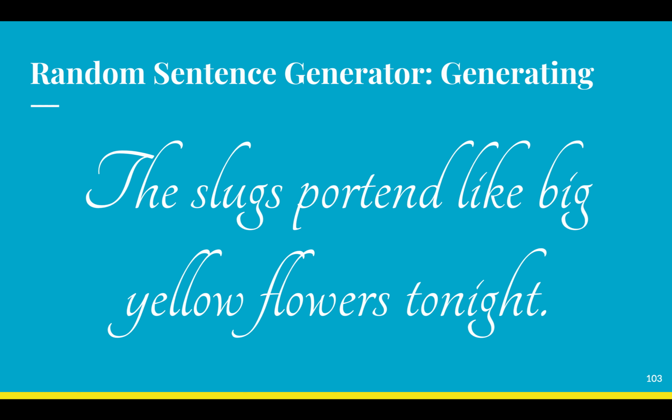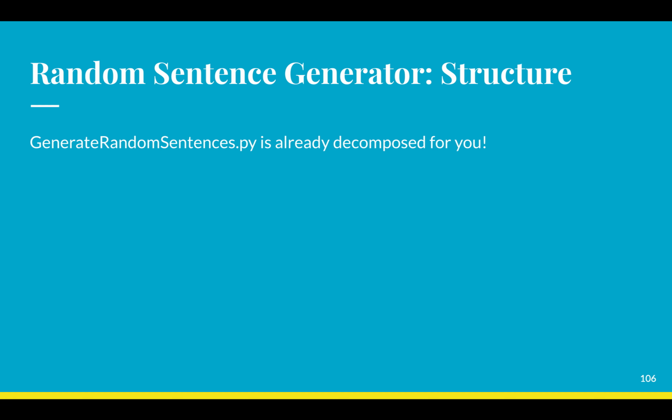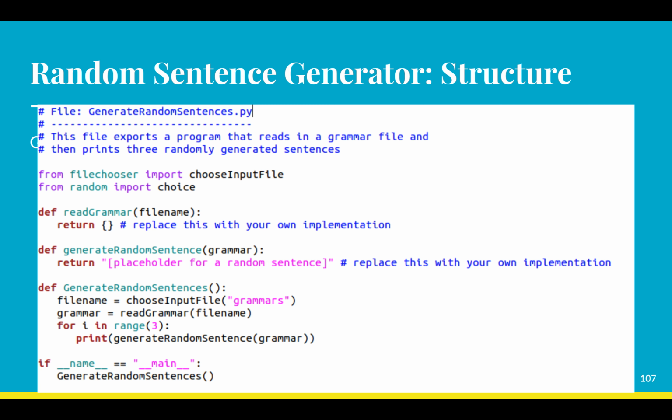Okay, and that's our final answer. Very nice prose. Beautiful. So generate_random_sentences.py is already decomposed for you. If we take a look, this is the file that you are given. You actually need to go ahead and read the grammar, which is a function you'll have to write, and generate random sentences, which is also a function that you're going to have to write.